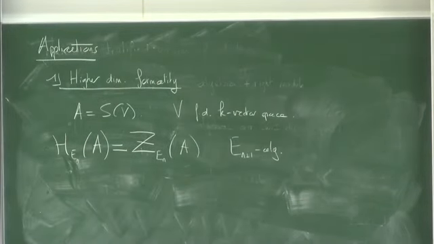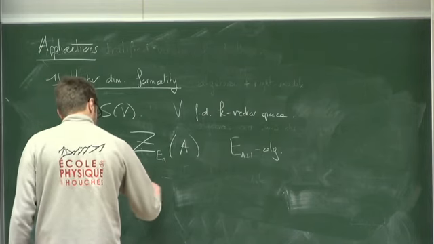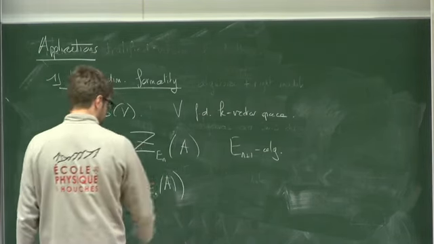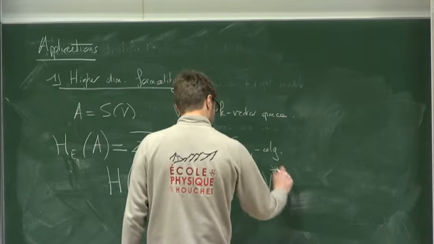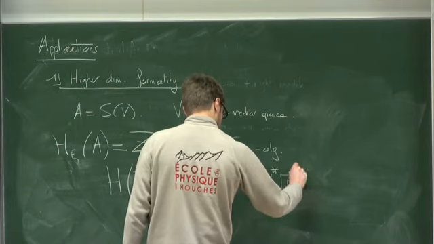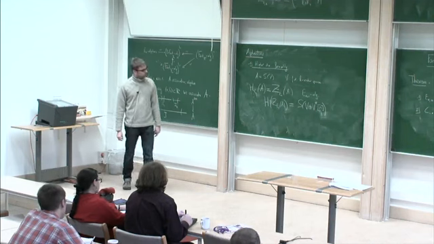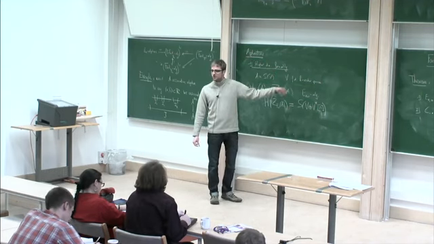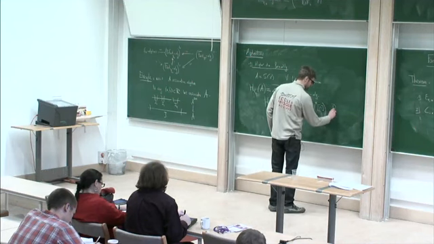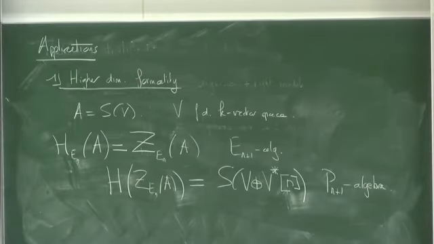And we know that its cohomology, the cohomology of Z_{E_n}(A), is actually S(V ⊕ V dual shifted by n). And you see that it has a Poisson bracket of degree, I guess, minus n. So it's what is called a P_{n+1} algebra. And P_{n+1} for me is just the homology of E_{n+1}. So it means that it's a commutative algebra together with a Poisson bracket of degree, in this case, minus n.